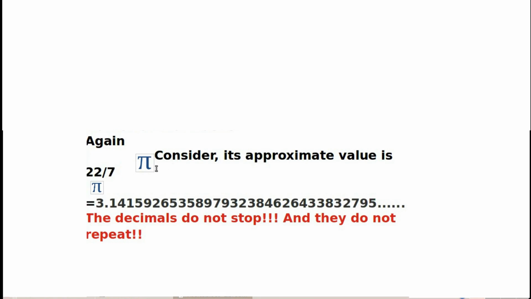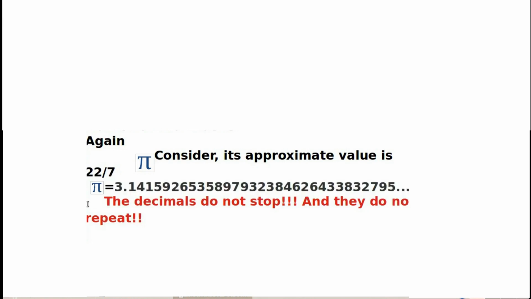Again, consider pi. We know its approximate value is 22 by 7. When we divide 22 by 7, we get pi equal to 3.14159 etc. It is not repeating, and it is not terminating. The decimals do not stop and they do not repeat.